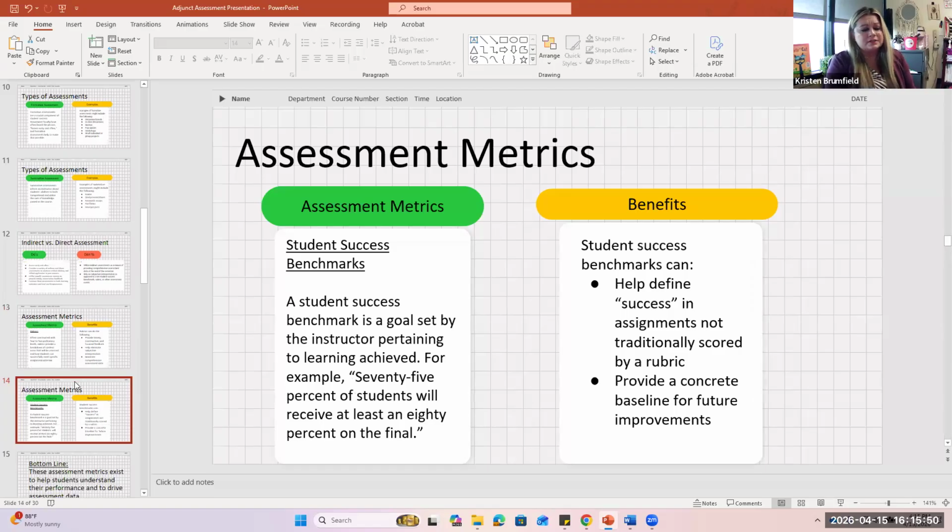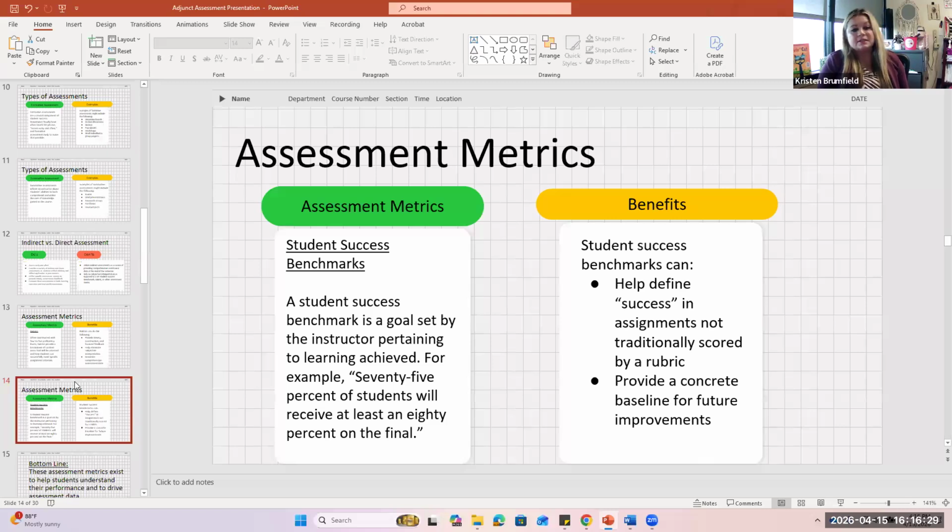Student success benchmarks. A student success benchmark is a goal that you set as the instructor that pertains to the learning that has been achieved. An example would be 75% of students will receive at least an 80% on the final. So if you decide that you're going to assess your final exam, you want a benchmark that could be achieved and that is realistic. And so this one, 75% receive at least an 80. That is easy to assess and see if you've met that benchmark.